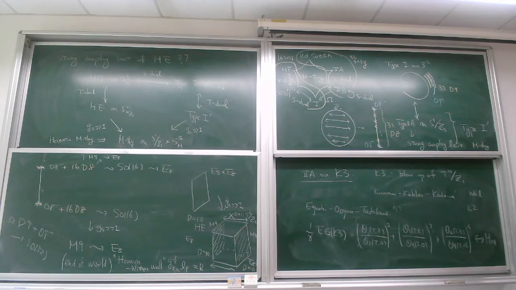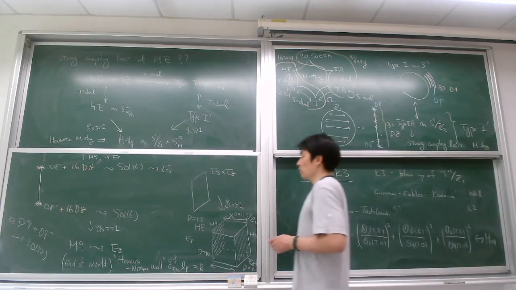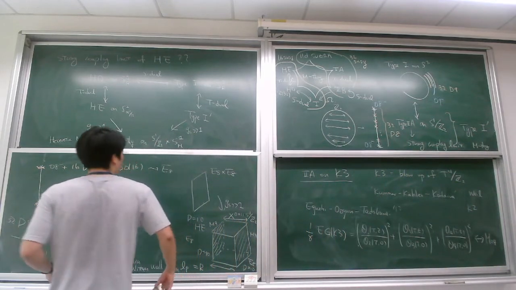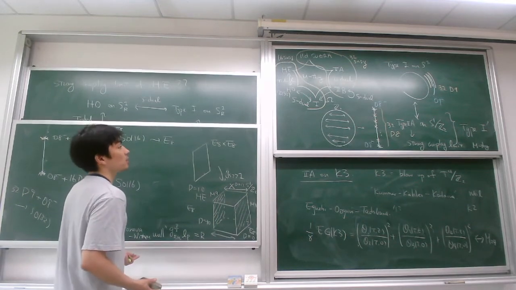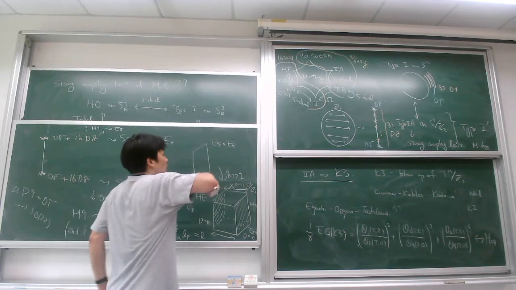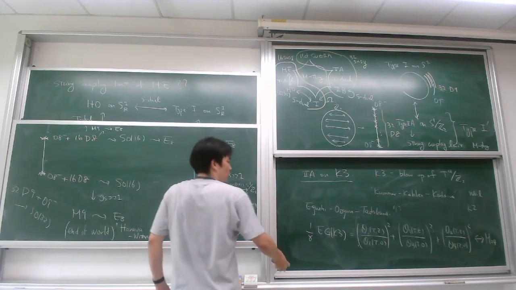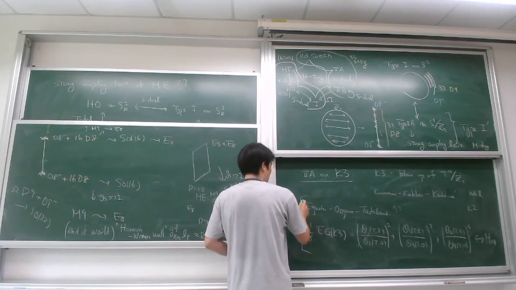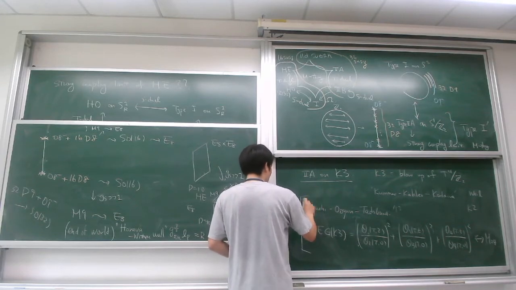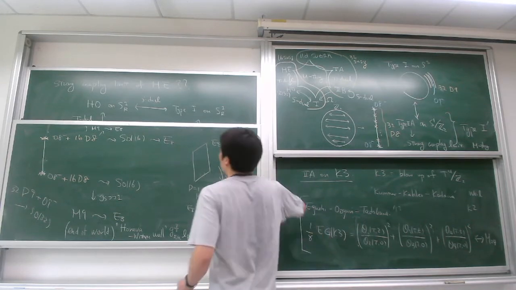So K3 is a very interesting object, and also it appears in string theory a lot. So I will introduce what K3 is. But today I'm not going to talk about Mathieu moonshine. So this one is just a detour.